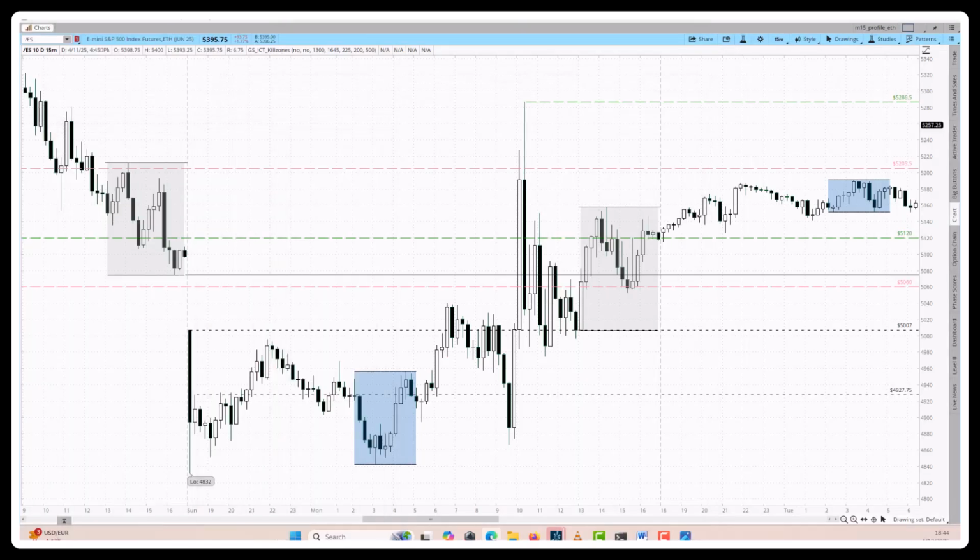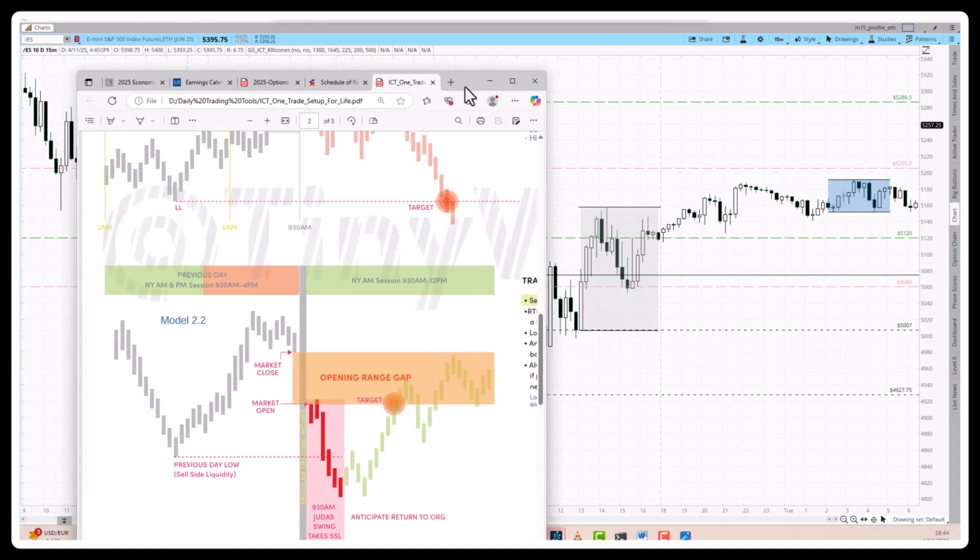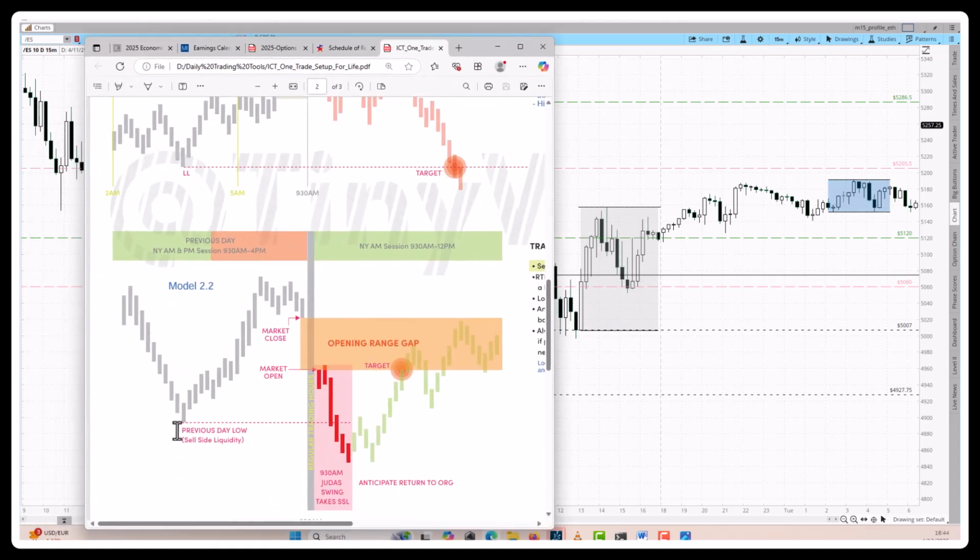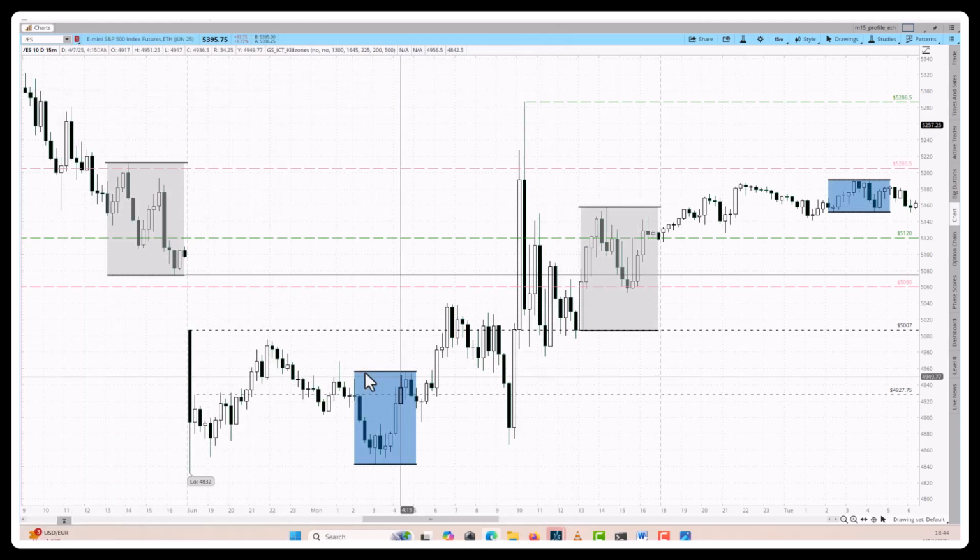And it happened on Monday. It did not take the low of... Oh yeah, it did. You see that? No, the 9:30 did not take the low. The opening gap on Sunday already took the low. Already took the low of the previous day. So it does not wait until 9:30. So it happened before 9:30.